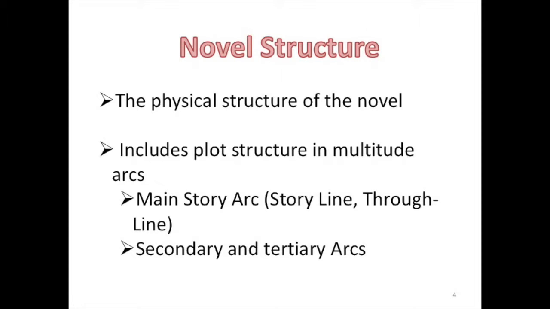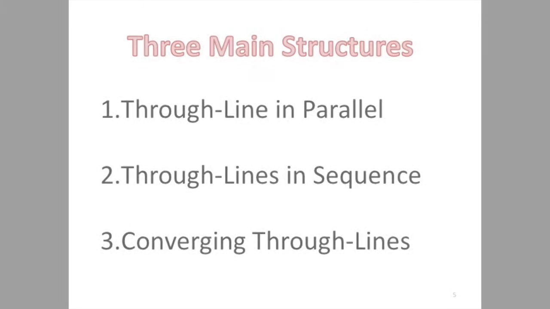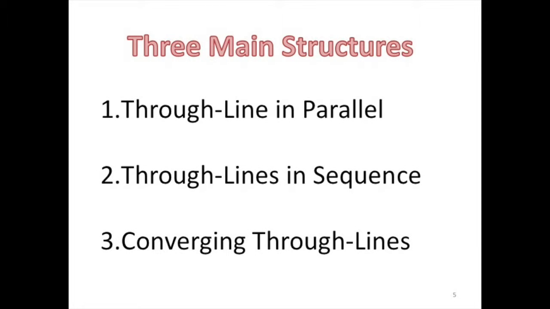But I really want to talk about the structure of a novel, the physical structure. How does that translate onto the page? And how do you include these main story arcs and the secondary and tertiary story arcs? In my mind, there are 3 main structures to a novel. There's through lines in parallel, through lines in sequence, and converging through lines.